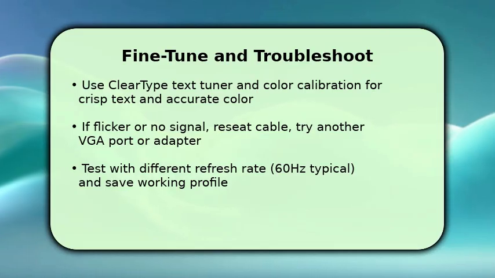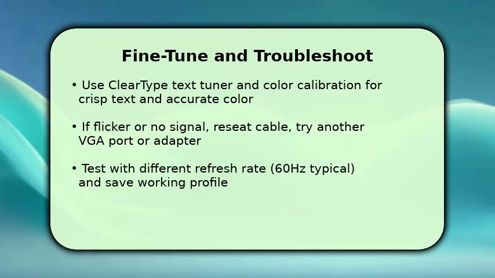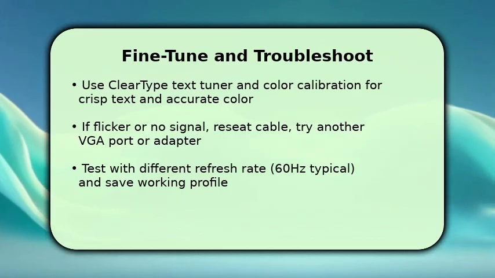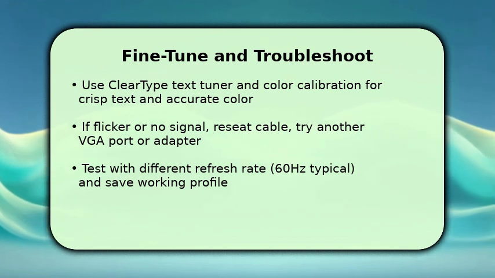If you see no signal or intermittent display, reseat the VGA cable, try a different port or adapter, and reboot both devices. Finally, save a working profile or note settings so you can revert if problems persist. Test with another monitor to isolate whether the cable, port, or monitor is at fault.